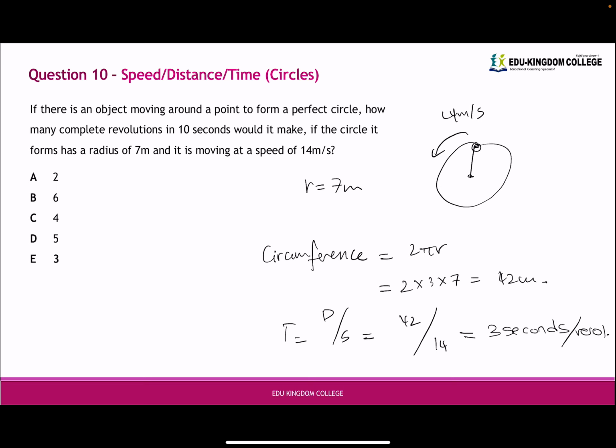Sorry, that says revolution, by the way. This is just rev, short for revolution. So 3 seconds per revolution. If you've got 10 seconds, you can do 3 revolutions max. You can't fit in a 4th one. You'll be stopped halfway when you're trying to do that 4th one. So our correct answer is E.